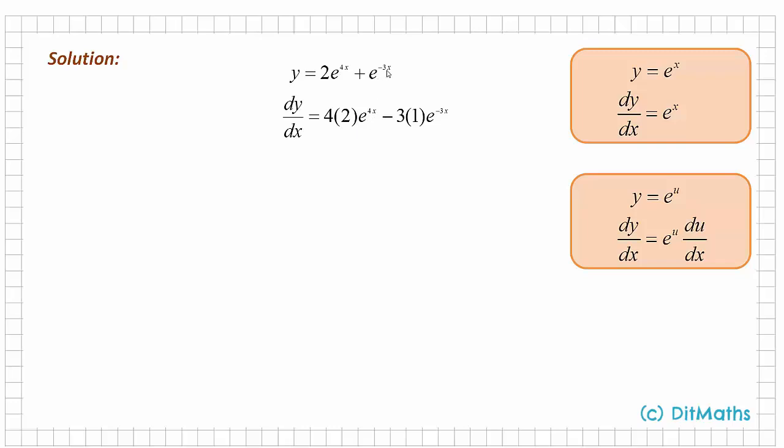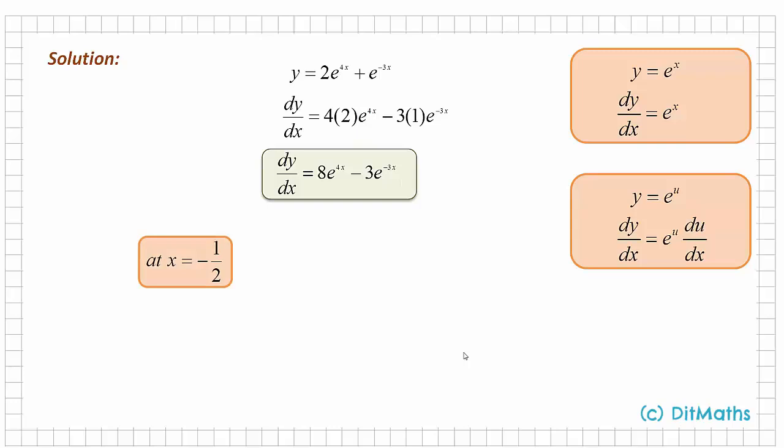Differentiating e to the minus 3x, we get e to the minus 3x, and differentiate the index, minus 3x, we get minus 3. So therefore, dy/dx is 8 times e to the power of 4x minus 3 times e to the power of minus 3x. When x equals minus a half, we substitute minus a half for x, and we get 8 times e to the power of minus 2 minus 3 times e to the power of minus 1.5, which is minus 12.3624.